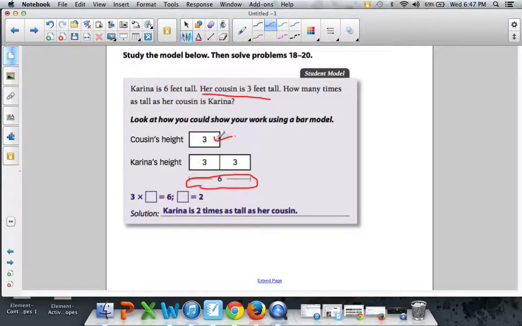So they're saying how many of these little boxes did you have to put together to equal that 6? So you had a 3 and it took 1, 2 3s to get to the 6. So since it took 2 of those sections, Karina is 2 times as tall as her cousin. You see that? You get that? Now it's time for you to do it. Here we go.